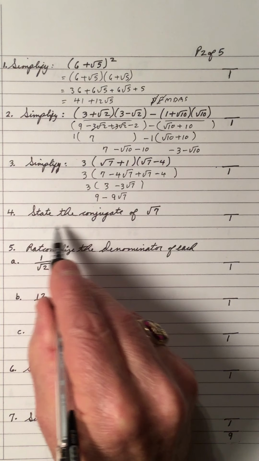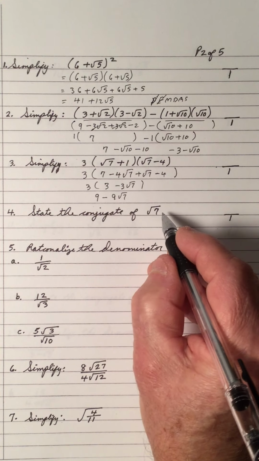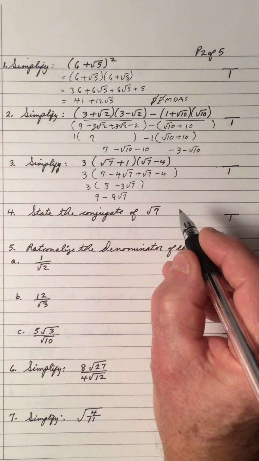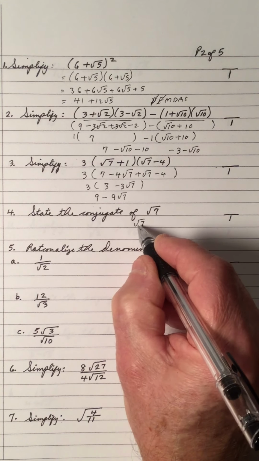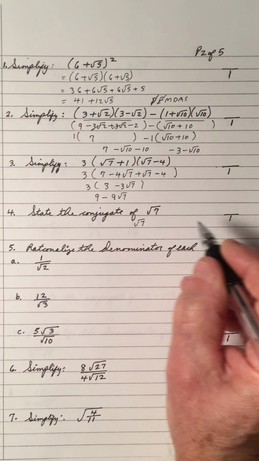Number 4, state the conjugate of root 7. The conjugate of root 7 is root 7, because when you multiply root 7 by root 7, you get a 7.